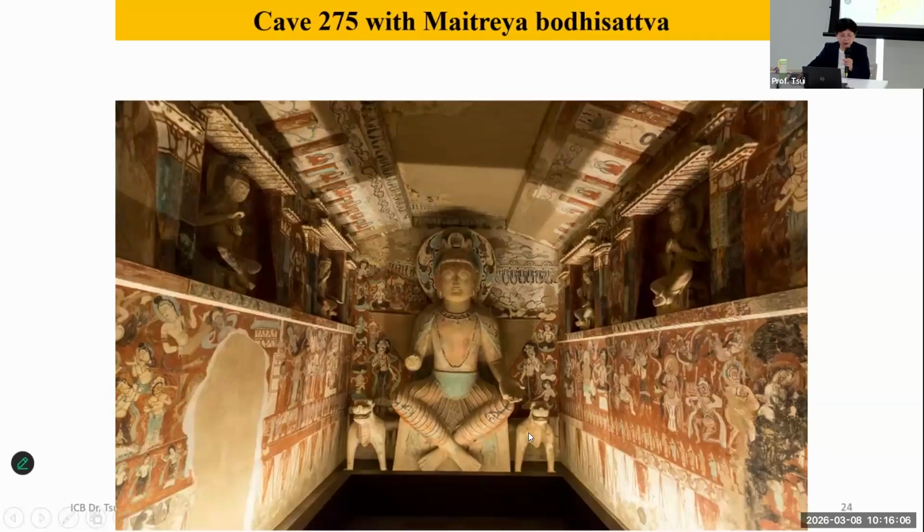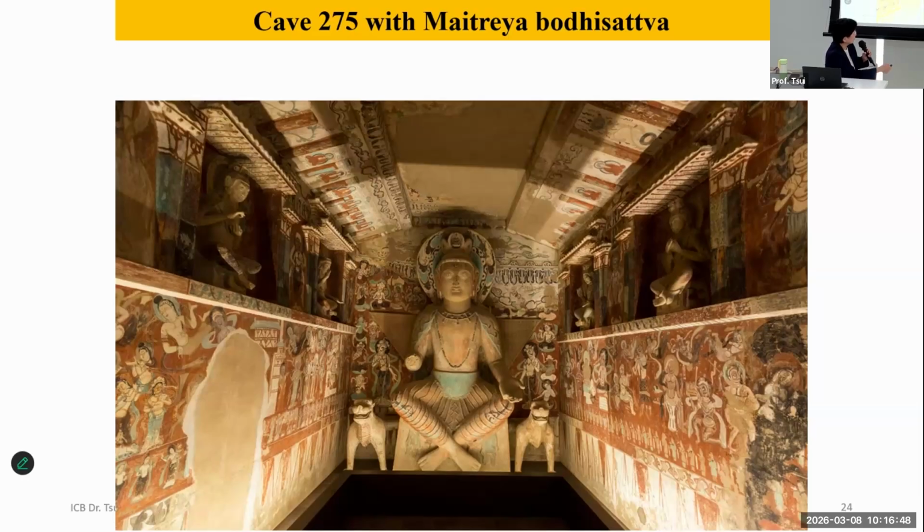Another very early cave is cave 275. Cave 275 was designed as a worshiping hall or lecture hall. On the west wall, we have a main statue. Based on the proportion of the Bodhisattva's sculpture, you can understand the importance of the sculpture of Bodhisattva Maitreya on the west wall, which is one major deity inside the cave.